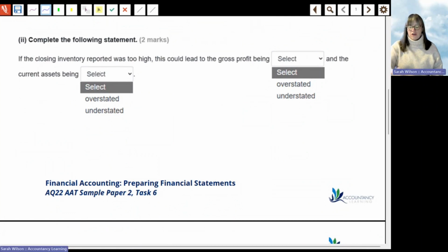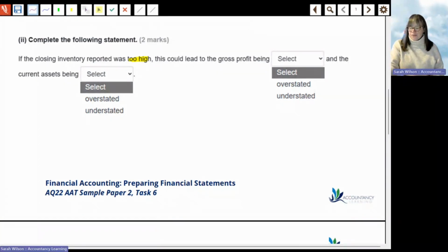Next, complete the following statement. If the closing inventory reported was too high, this could lead to the gross profit being, and we've got to select whether it's understated or overstated, and the current assets being understated or overstated. So in order to go through this question, it's worth trying to put some figures to what we're actually talking about.